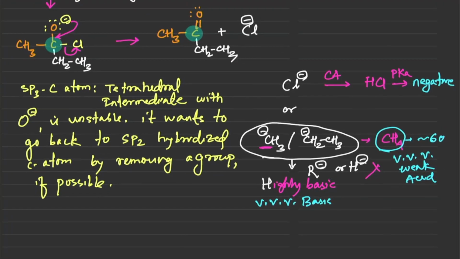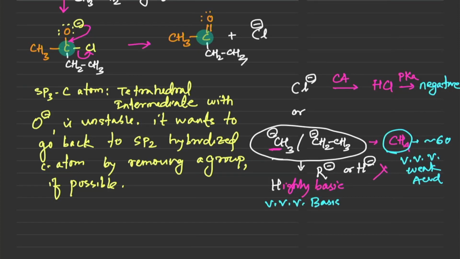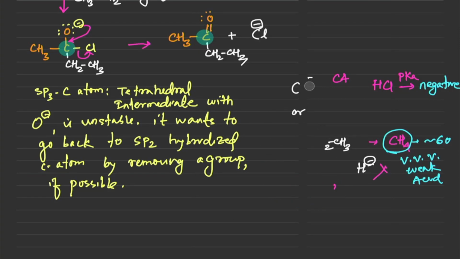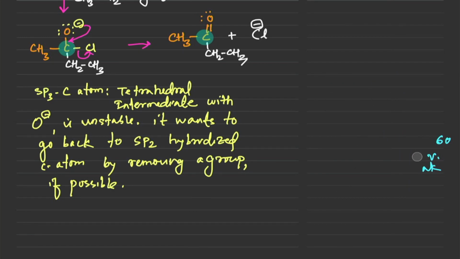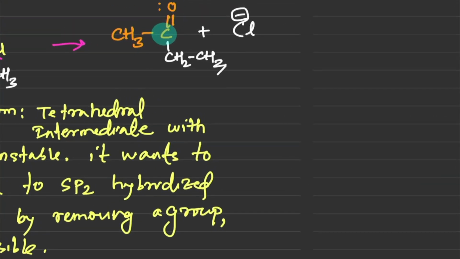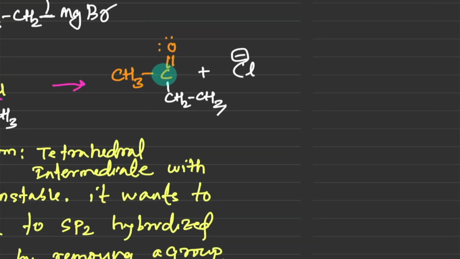I'm going to delete these portions here so that we can continue with our mechanisms. If you want any of these notes, you can pause the videos and collect all the notes and move on. Okay, so what functional group is this one here? This one is a ketone. We just made a ketone.